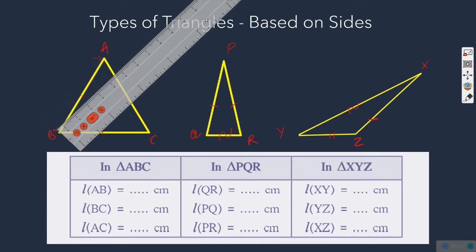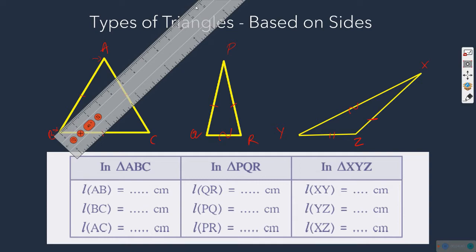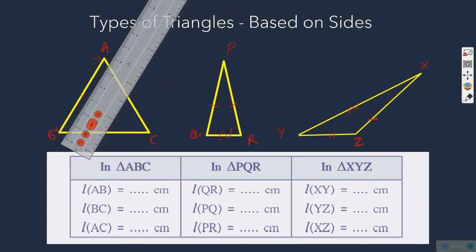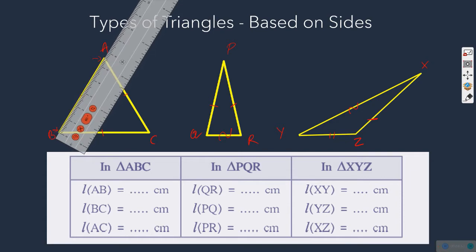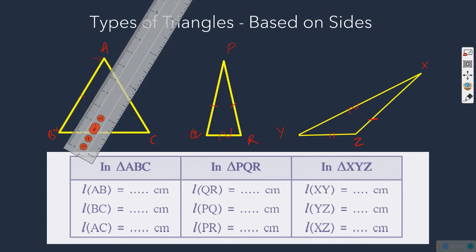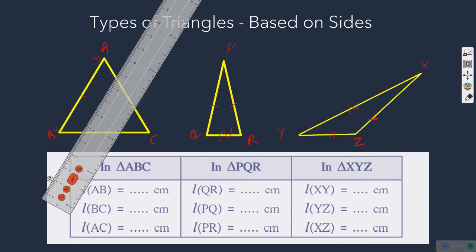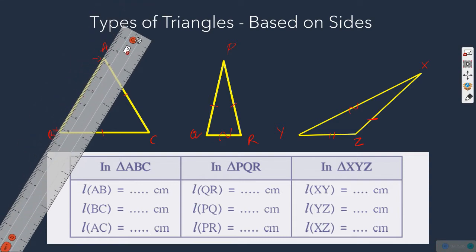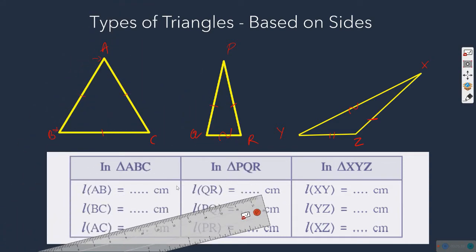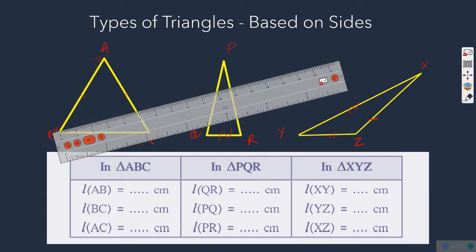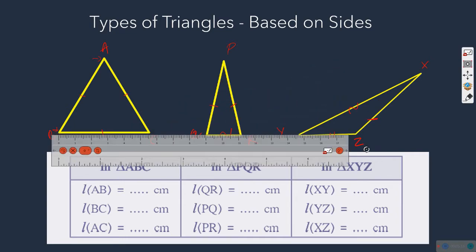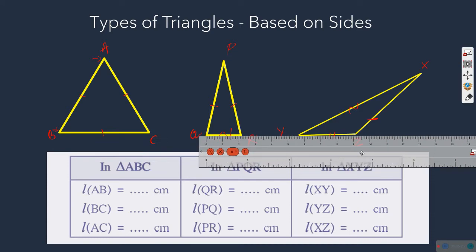Take the scale here and measure the distance. I will just do it for you once. If I measure, this is almost 5.5 centimeter. If I do the measurement here, you can see that it is also 5.5, because all the three sides are equal. See, it is 5.5. But on the other hand, here it is a very small side of 2.2.